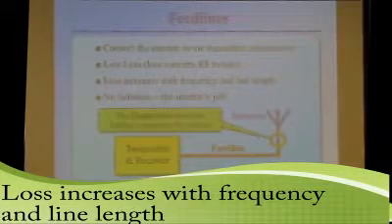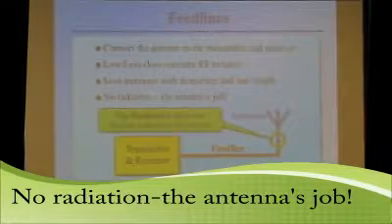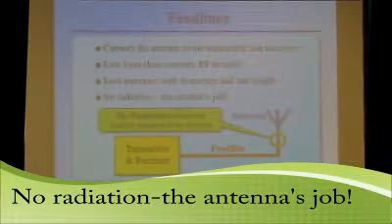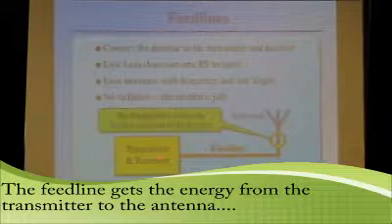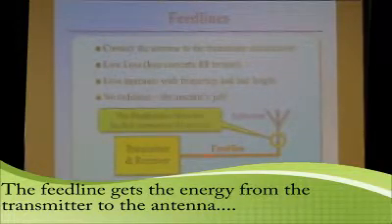Loss increases with frequency and with line length. So a given coax cable will lose more at 2 meters, 144 megahertz, than it will at 80 meters, 3.75 megahertz, because as it increases in frequency, the loss will increase. Also, it's proportional to line length. In other words, you lose more over 100 feet of line than you do over 10 feet of line. So it is pretty much directly proportional to that. You do not want it to radiate. There are times when some people try to get it to radiate, but in general, you don't want it to. The antenna is supposed to do the radiation. The feed line is just getting the energy from the transmitter to the antenna, and then from the antenna back to the receiver.